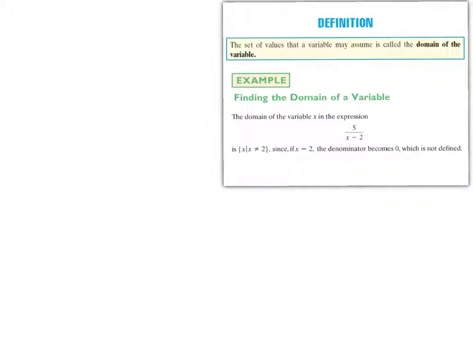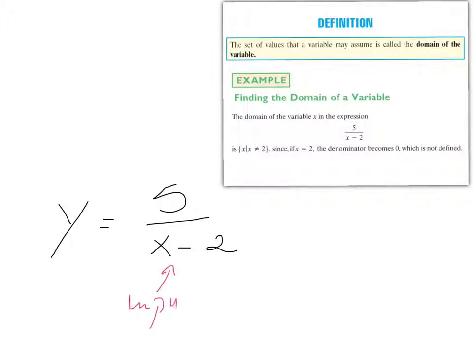So the definition: the set of values that a variable may assume is called the domain of the variable. Let's take this example, finding the domain of a variable, where we have 5 over x minus 2. Let's write it in a different way here. Let's call this a function, where x is the input, so y will be the output.